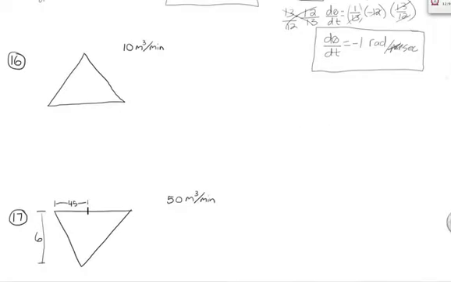This is the beginning of video 4 for section 4.6 on related rates. We're starting on number 16. Number 16 says we have a sand pile, and sand is falling from a conveyor belt at a rate of 10 meters cubed per minute. And so the volume, dV/dt, is changing at a rate of 10 cubic meters per minute.